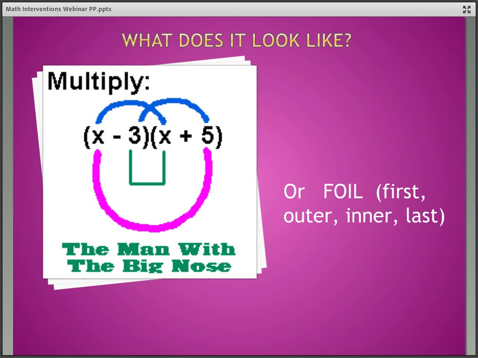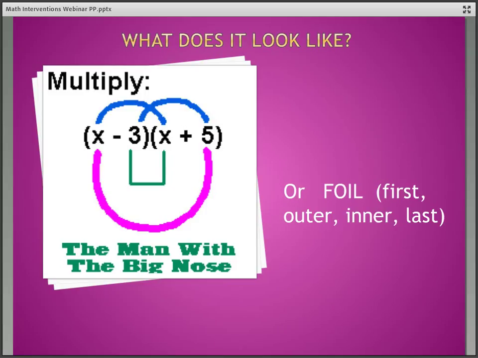And here are a couple different mnemonics for solving algebra problems, or quadratic, I don't remember what they're called. One of them was to make a man with a big nose, and so that just means that for the eyebrows, you're going to multiply x times x, and then negative 3 times 5. And then for the nose, you'd have negative 3 times x, and for the mouth, you would have x times 5. Or a way that I was taught to do it was called FOIL, where you do the first terms, the outer terms, the inner terms, and then the last terms.